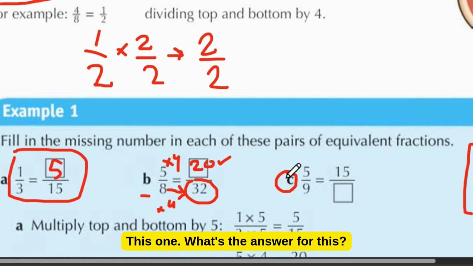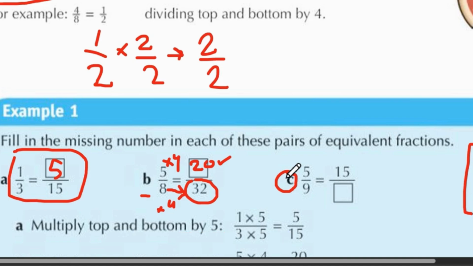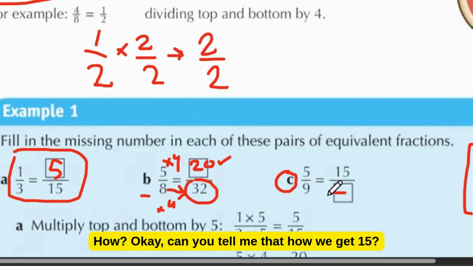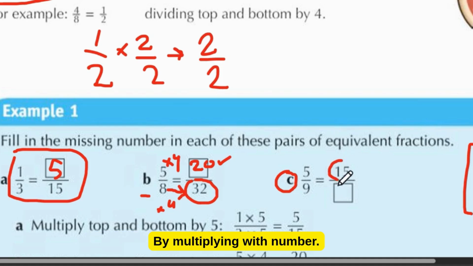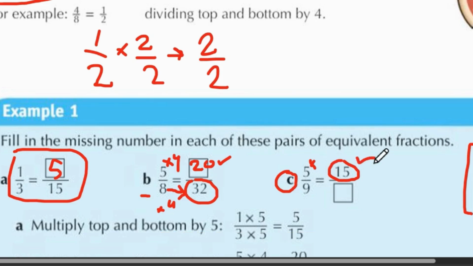This one, what's the answer for this? 25 or 45? It's gonna be 25. Okay, can you tell me how we get 15? By multiplying with a number. Which number? 5. Oh, 5 times 5 equals 15? No, 25. How are we gonna get 15? By which number do we multiply 5 and we get 15?